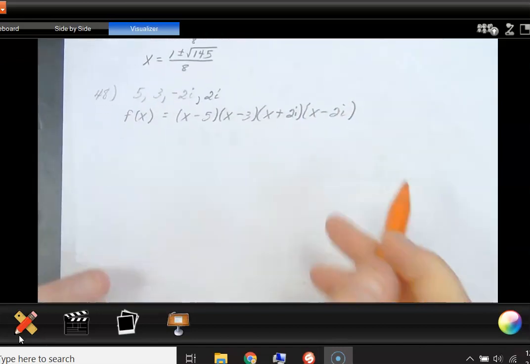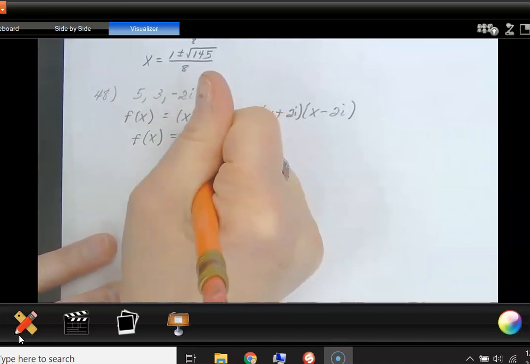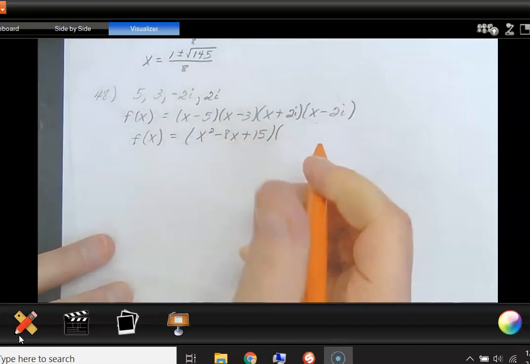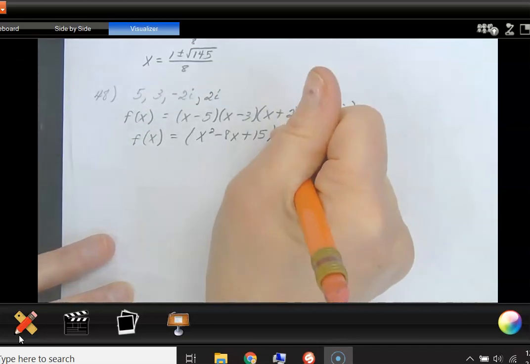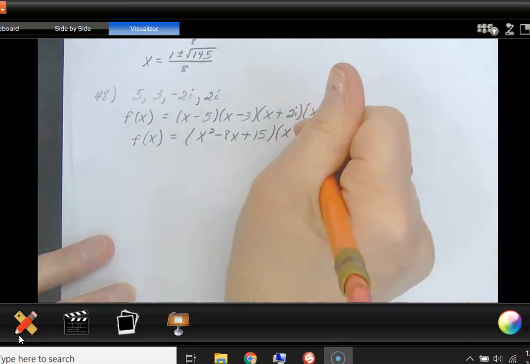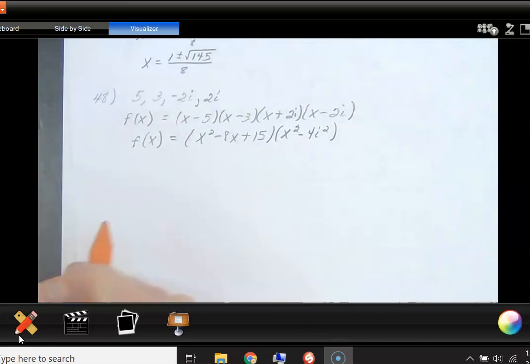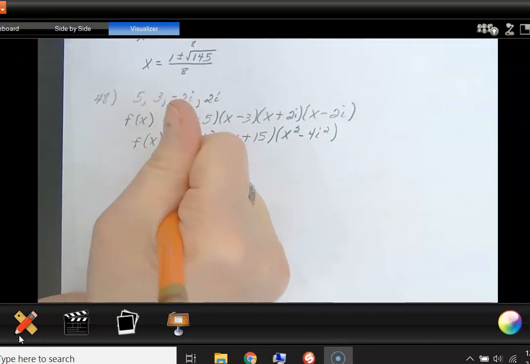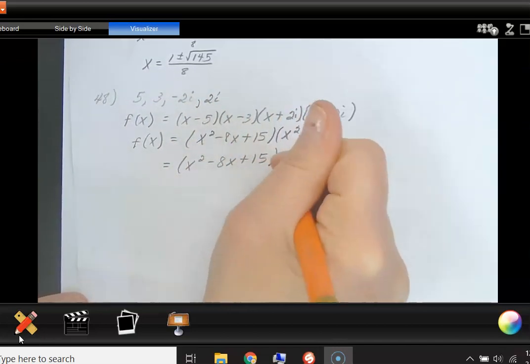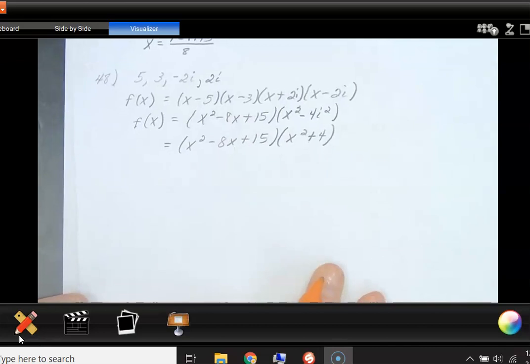Okay. I'm going to go ahead and multiply the binomials together using FOIL. These two binomials are a conjugate pair, so my inners and outers are actually going to cancel, leaving me with x squared minus 4i squared. And I know we can tweak that, can't we? x squared plus 4 is your polynomial.